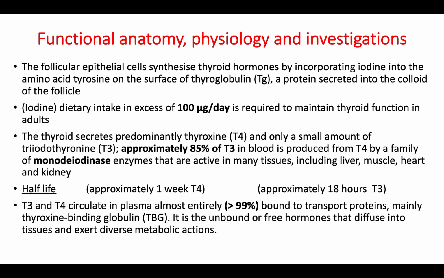The thyroid secretes predominantly thyroxine T4 and T3, but approximately 85%, as I mentioned, of the T3 in the blood is produced from T4 by the enzyme monodeiodinase. The half-life of T4 is longer than T3: it is about 1 week, while T3 is about 80 hours. And this is binding to protein: more than 99% will be bound and we don't benefit from it, and the unbound free hormone will exert diverse metabolic action.